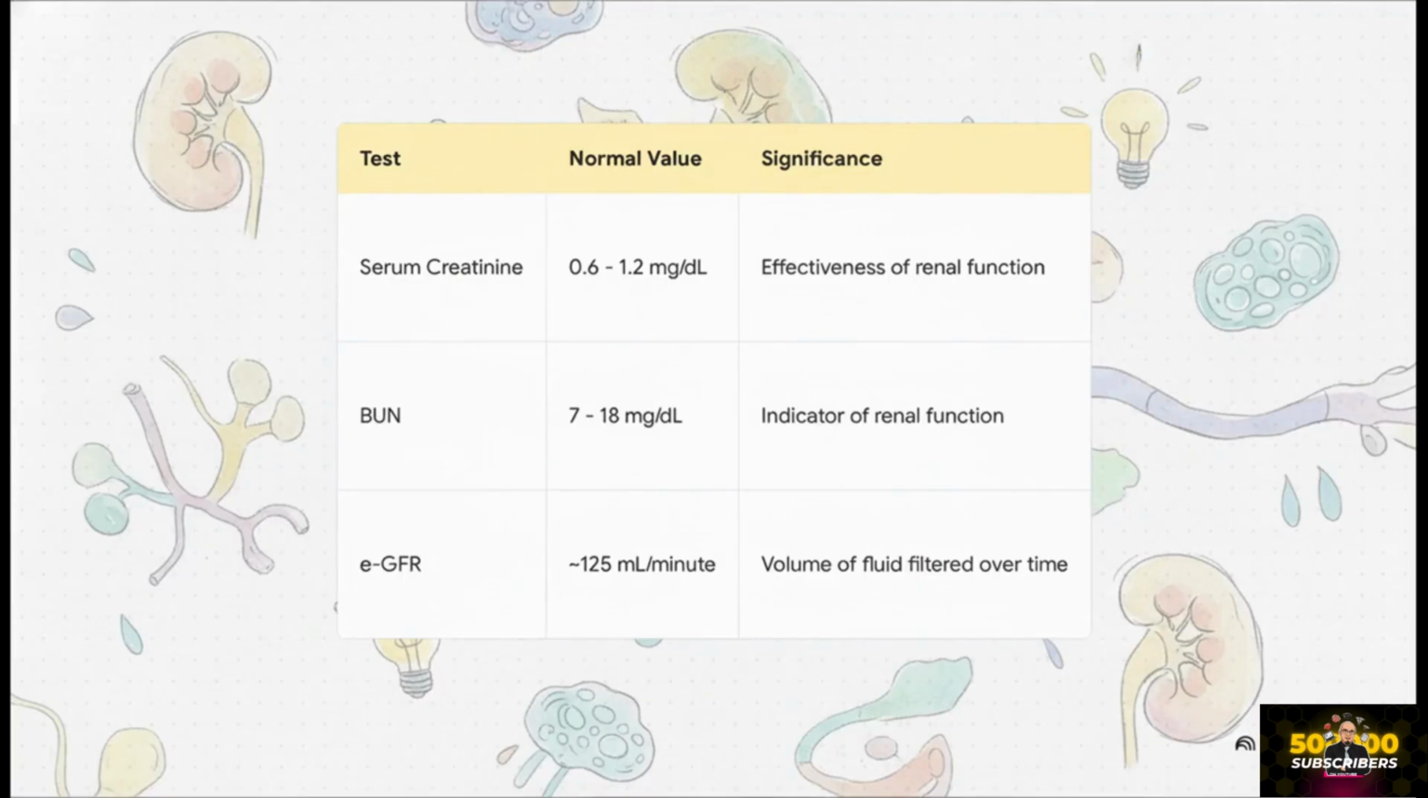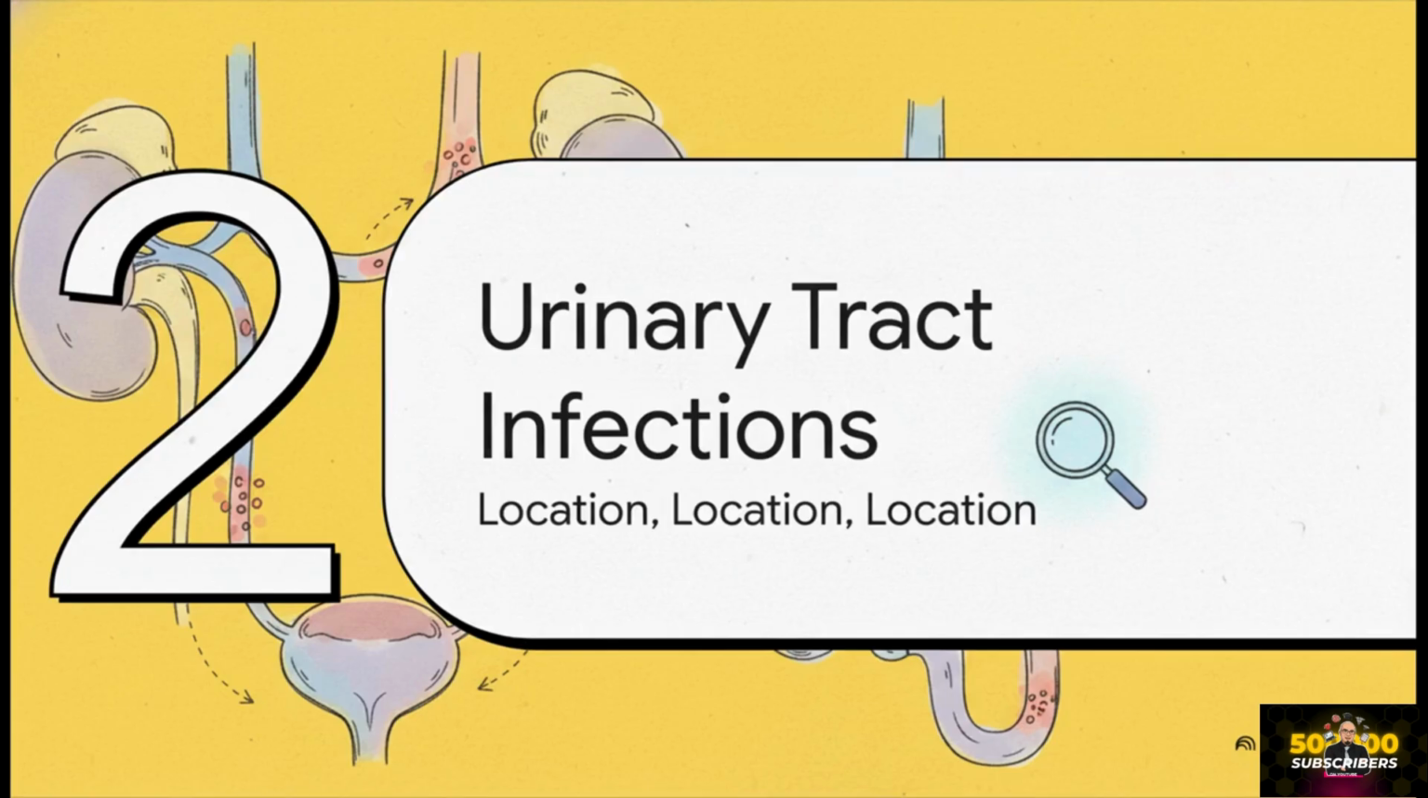So, let's put it all together. This slide right here, this is your flashcard. Seriously, for any test you take, you need to know these three values like the back of your hand: creatinine, BUN, and GFR. Know the numbers and know what they mean. This is absolutely non-negotiable. Let's move into our second section, urinary tract infections, or UTIs.